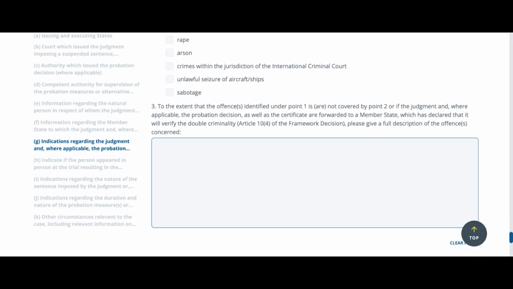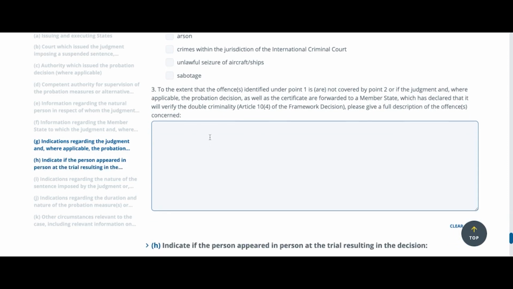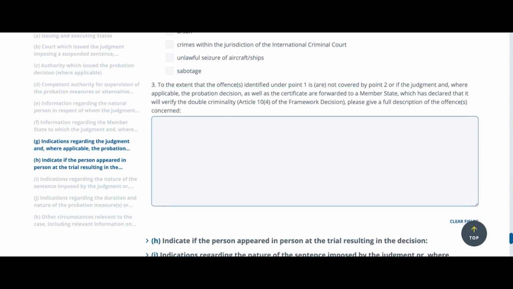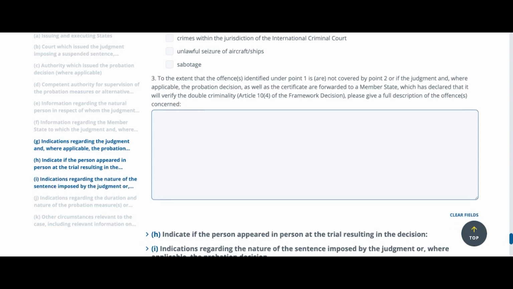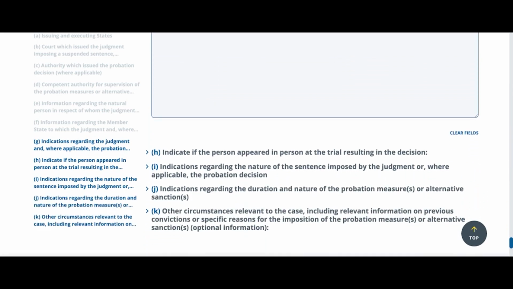And then, in case the executing state declared that it will check for double criminality, here is the place where you have to provide as much information as possible in order to make sure that the competent authority in the executing state will be able to classify and to define the crime according to its own legislative framework. So here is where you have to provide as much information as possible.